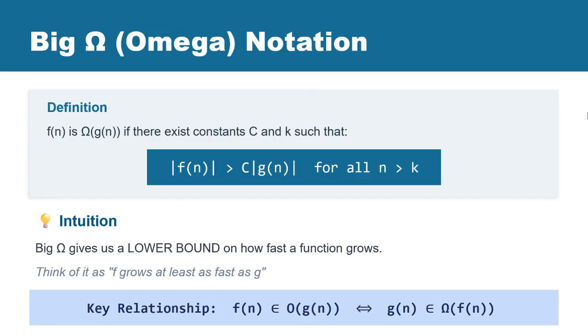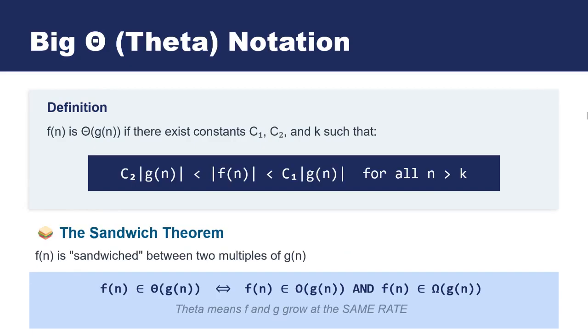Big omega. So it's essentially the opposite. f of n is greater than c g of n for all n greater than k. So this gives us a lower bound. f grows at least as fast as g. Key relationship, pretty much the inverse of what we just showed.